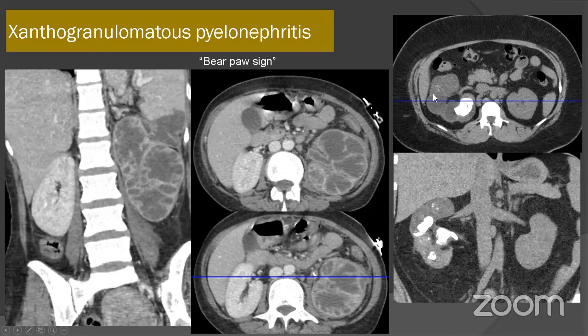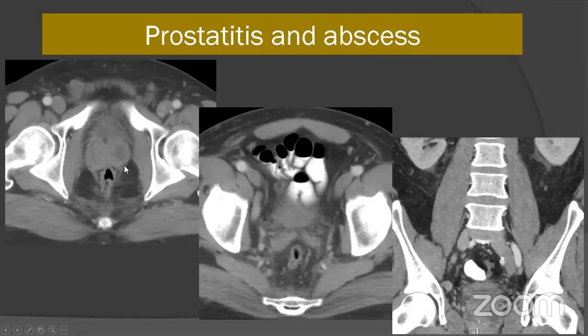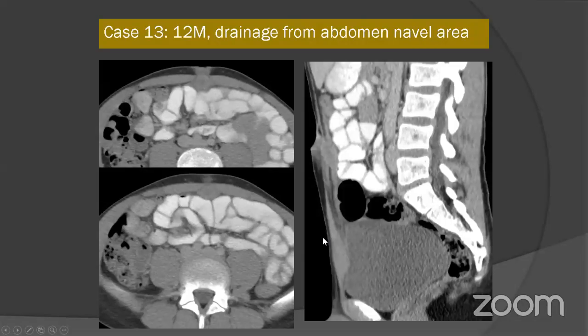So the bear paw sign that is seen very well here. Case of prostatitis with abscess formation and some seminal vesiculitis and cystitis, not to forget that. And this patient is a 12-year-old male who has drainage from the abdominal navel area. Thank you. I just saw the responses. A great job, bear paw sign, excellent.